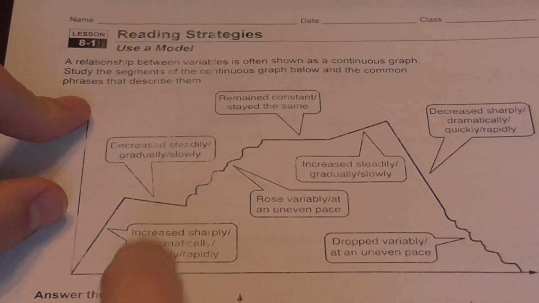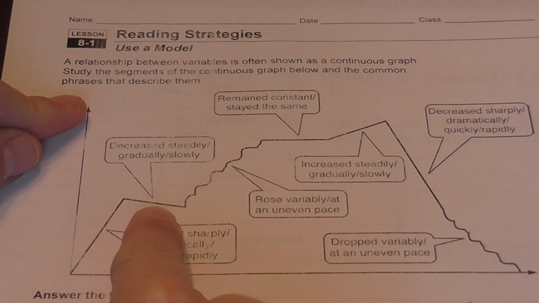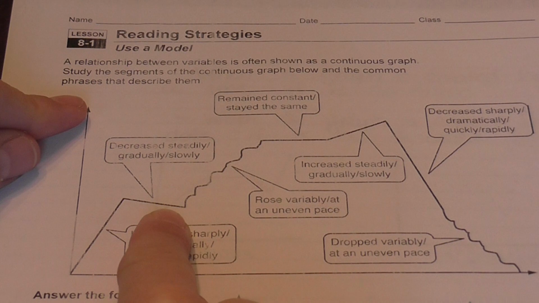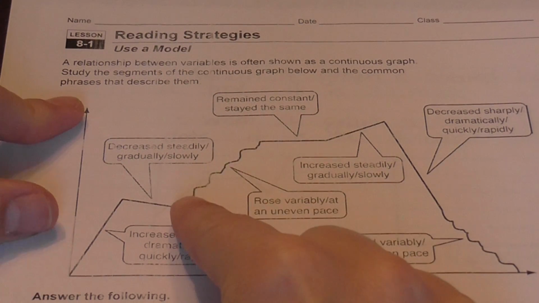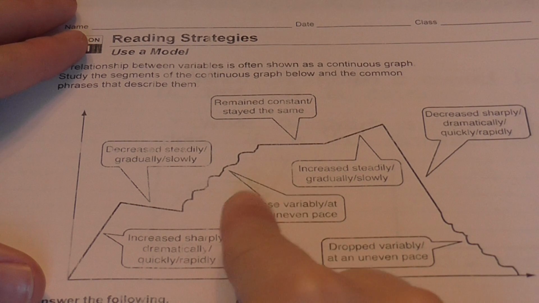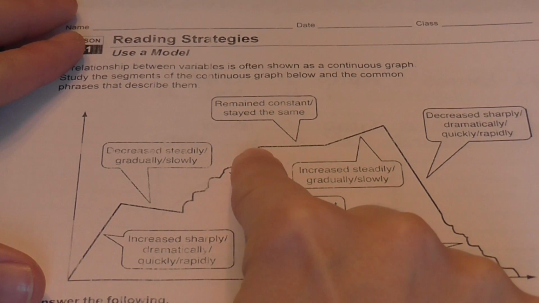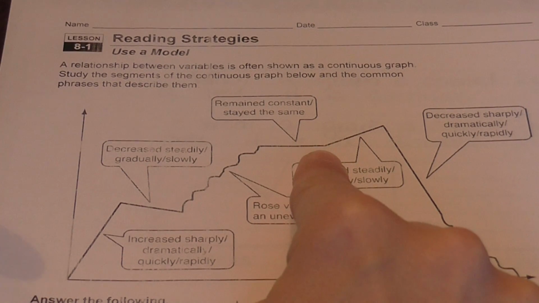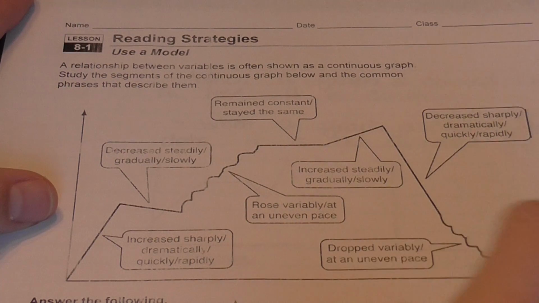All right. This one is going down, but just barely going down as you move to the right. So this one's decreasing slowly. It's decreasing gradually. All right. This is extremely bumpy as it's going up, but it is increasing. So it rose or increased variably. It increased at an uneven pace. This one goes exactly straight across. It's not going up. It's not going down. It's stayed the same. It's remaining constant.